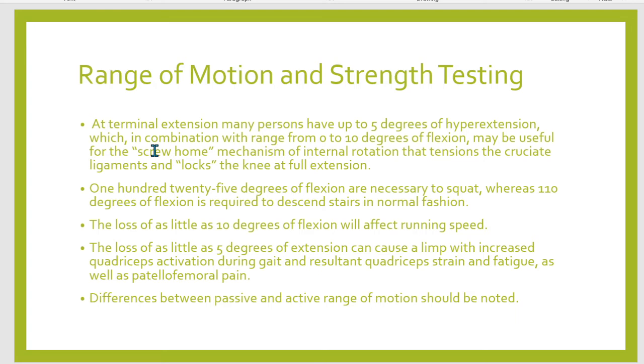So a terminal extension, many persons have up to 5 degrees of hyperextension, which is a combination with range from 0 to 10 degrees of flexion. May be useful for the screw-home mechanism of internal rotation that tensions the cruciate ligaments and locks the knee at full extension. So 125 degrees of flexion is necessary to squat, whereas 110 degrees of flexion is required to descend stairs in normal fashion. So let's take note of that, no?